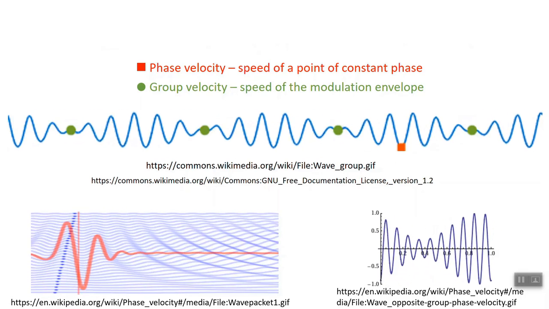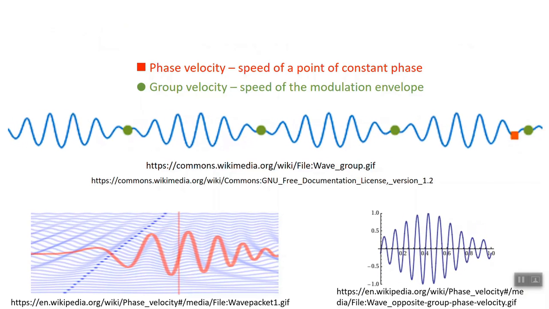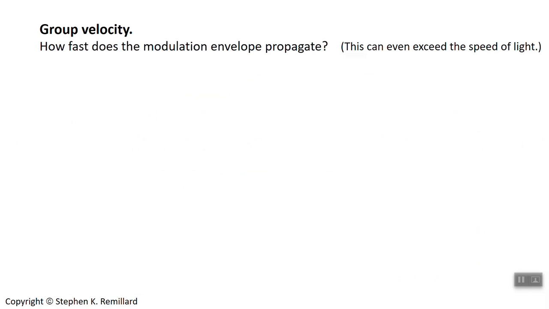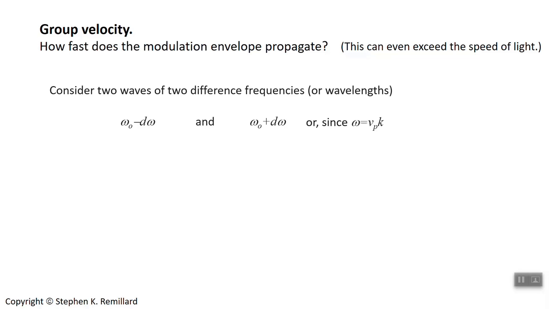We can get an expression for the group velocity, just like we got an expression for the phase velocity. So let's take our two waves. One at frequency we'll say omega 0 plus d omega, and the other is at frequency omega 0 minus d omega. We could call them anything we want, but I'm going to call them that. So omega 0 is just halfway between the two frequencies. And since omega is phase velocity times k, it would follow that there's also a wave number, k0 minus dk for the first wave, and k0 plus dk for the second wave.